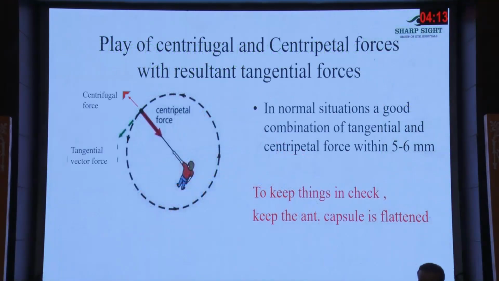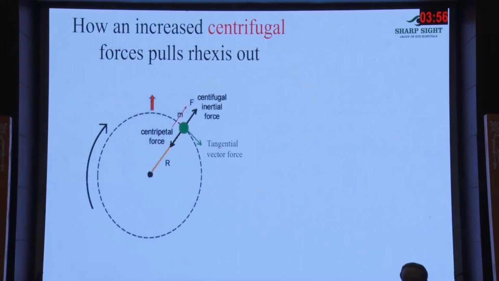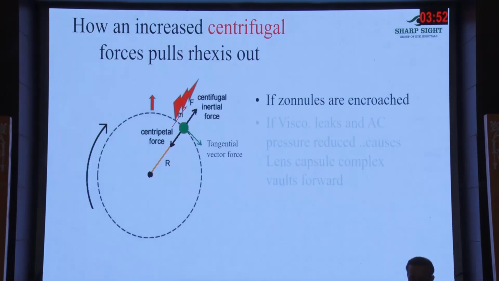So there is a play of centrifugal and the centripetal forces. Your centripetal forces are higher when the capsule is flat. Your centrifugal forces are higher when the capsule is rising up. When does that happen? You have a leaky wound. You have less viscoelastic. You have air bubble trapped into the anterior chamber and suddenly the air bubble leaks. So these are the situations where you can actually get caught. So we need to maintain the centripetal and the centrifugal force barrier.